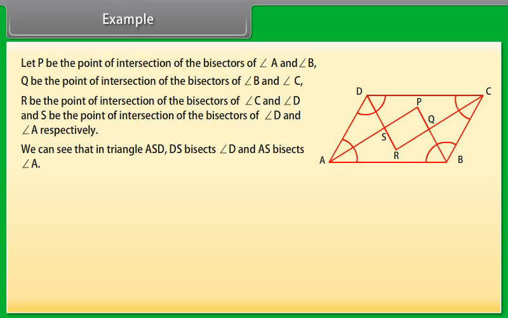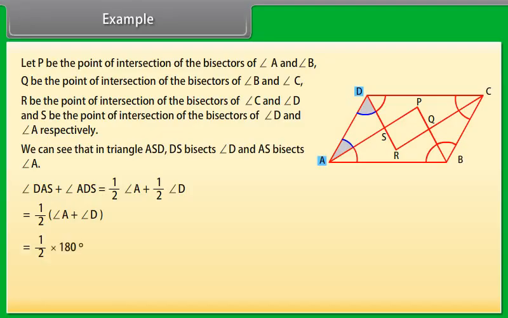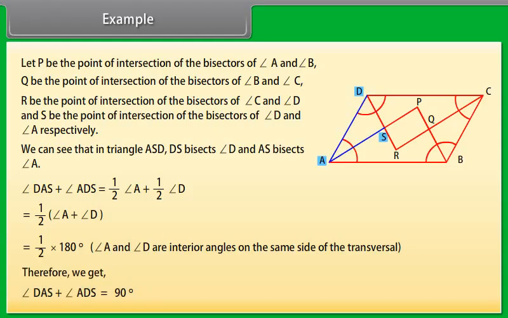We can see that in triangle ASD, DS bisects angle D and AS bisects angle A. Therefore, angle DAS plus angle ADS is equal to 1 upon 2 angle A plus 1 upon 2 angle D, which is equal to 1 upon 2 into angle A plus angle D, which is equal to 1 upon 2 into 180 degrees, because angle A and angle D are interior angles on the same side of the transversal. Therefore, we get angle DAS plus ADS is equal to 90 degrees.